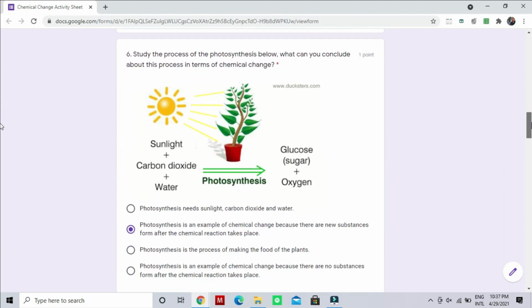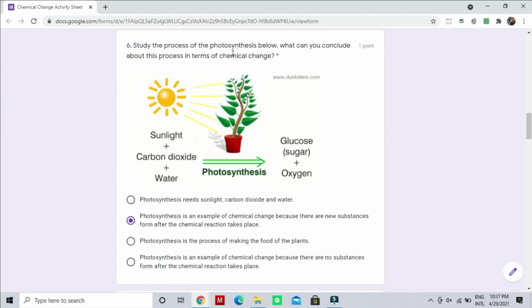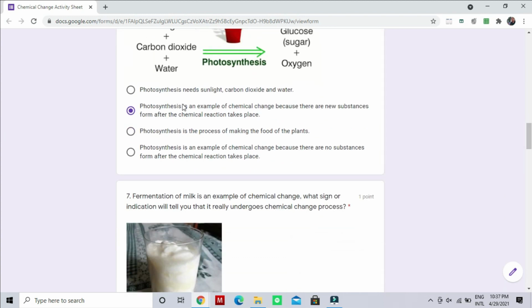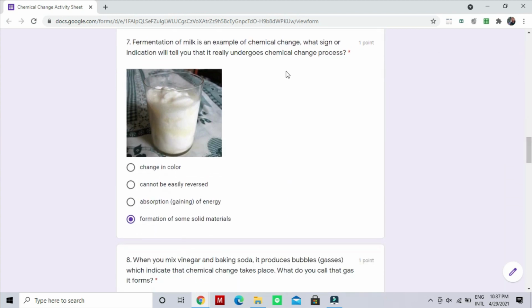Question number 6. Study the process of the photosynthesis below. What can you conclude about this process in terms of chemical change? The correct answer is photosynthesis is an example of chemical change because there are new substances formed after the chemical reaction takes place.